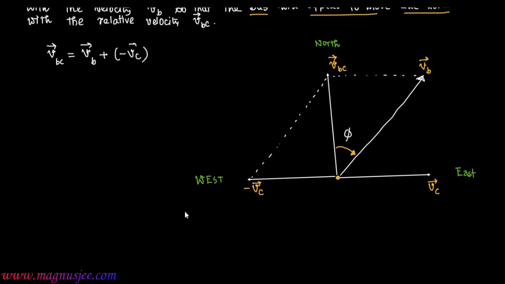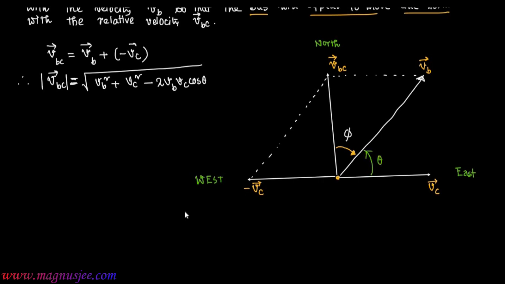Therefore, vector Vbc is equal to vector Vb plus, under bracket, minus vector Vc. Therefore, the magnitude of vector Vbc is equal to root over Vb square plus Vc square minus 2 Vb Vc cos theta, not phi, cos theta, where theta is the angle between vector Vb and vector Vc.